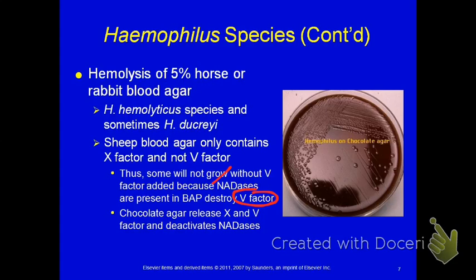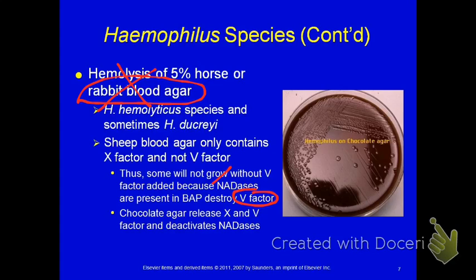Okay? Now, since blood agar plate would have an active enzyme, right? NADase that would destroy the V factor. Therefore, blood agar plate would not be an excellent, okay?